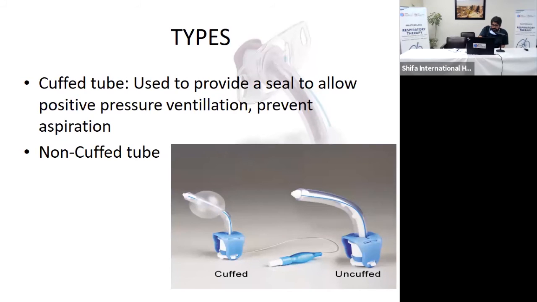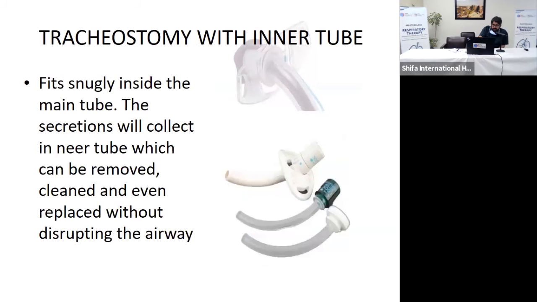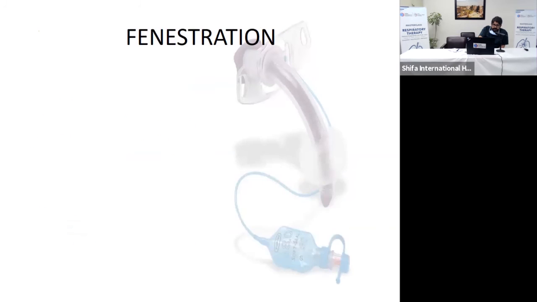These are the pictures of cuffed and non-cuffed tubes. Then we have tubes which have got an inner tube, which helps us clean them. And it's very good to have them because then it reduces the amount of suctioning we have to do, or frequency of suctioning we have to do.